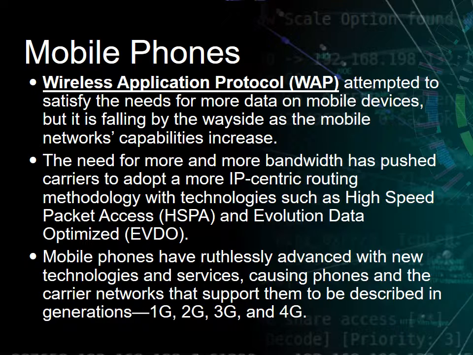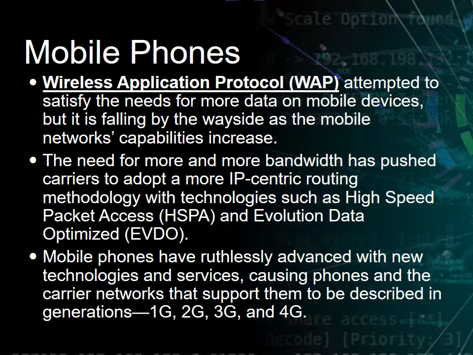Like our discussion on wireless devices, chances are most of you have a mobile phone of some sort. It uses the wireless application protocol. It attempts to satisfy the needs for more data on mobile devices, but is falling by the wayside as the mobile network capabilities increase. The need for more and more bandwidth has put carriers to adopt a more IP-centric routing methodology with technologies such as high-speed packet access, or HSPA, and evolution data optimized, or EVDO.